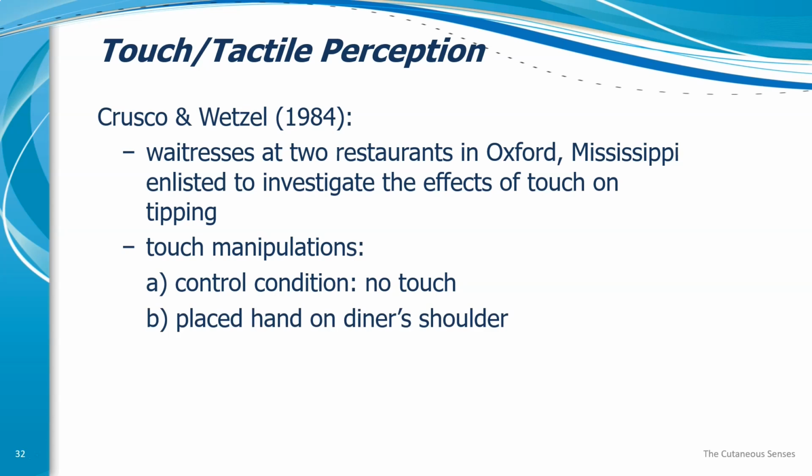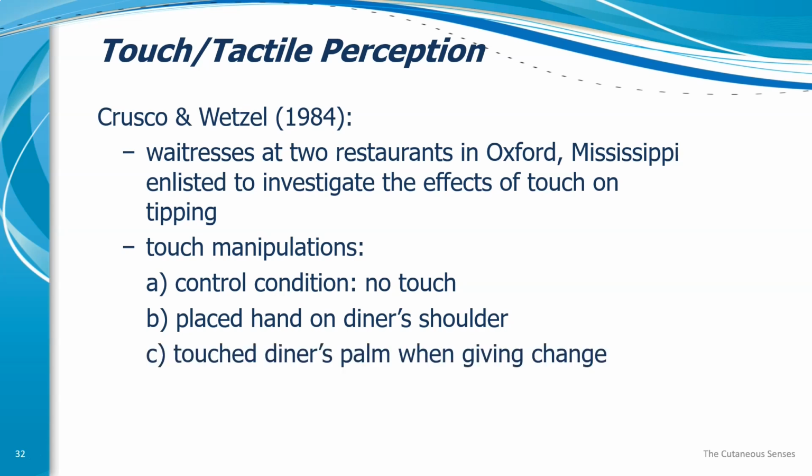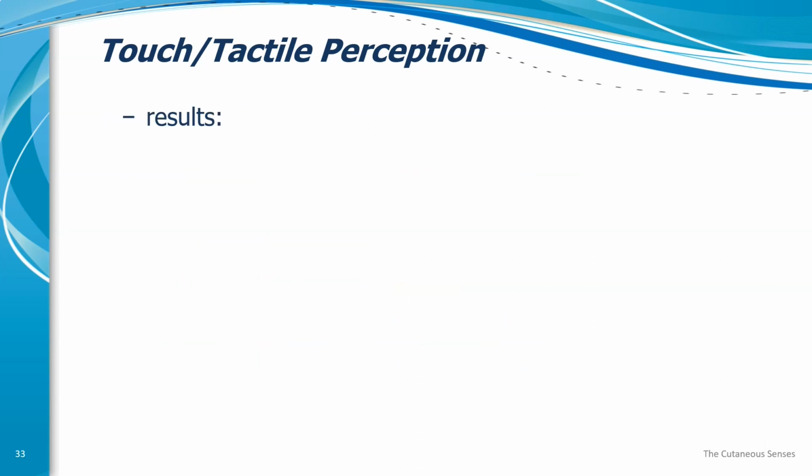It's not like it's there for 5 minutes, okay? And then in the C condition, they touched the diner's palm when they were giving change. Okay, so this was in the early 80s when people would actually pay with like bills and coins, okay? So giving change was pretty common back in those days. I suppose you could do it now and handing back like a credit card slip or something. Okay, here are the results.